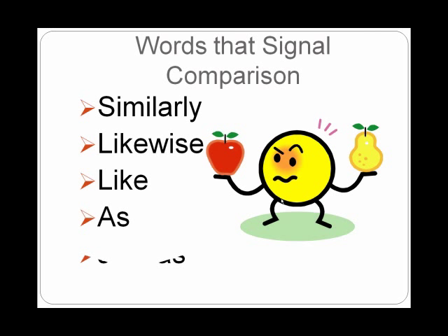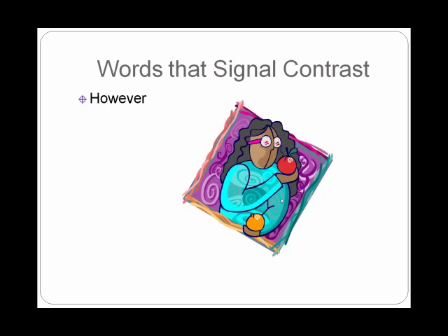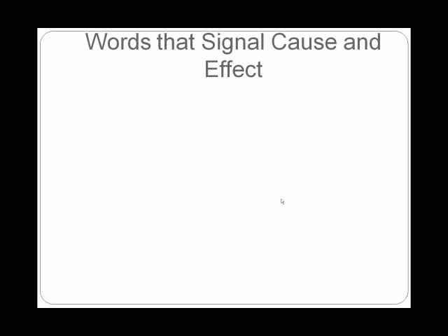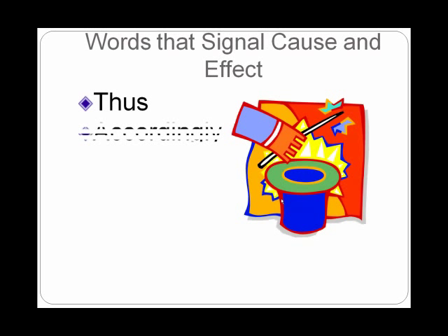Words that signal contrast. What's important here is what's different: however, even though, but, conversely, nevertheless, yet, whereas. Words that signal cause and effect: thus, accordingly, since, therefore, so, and because.